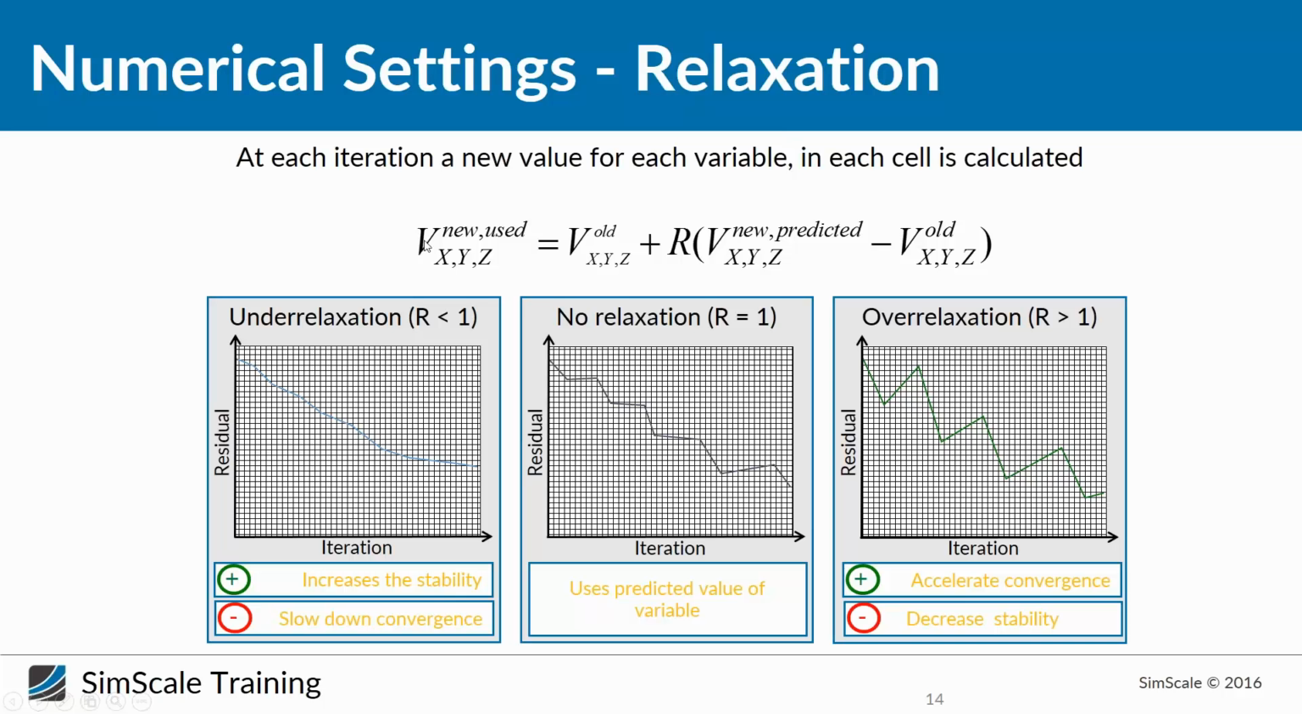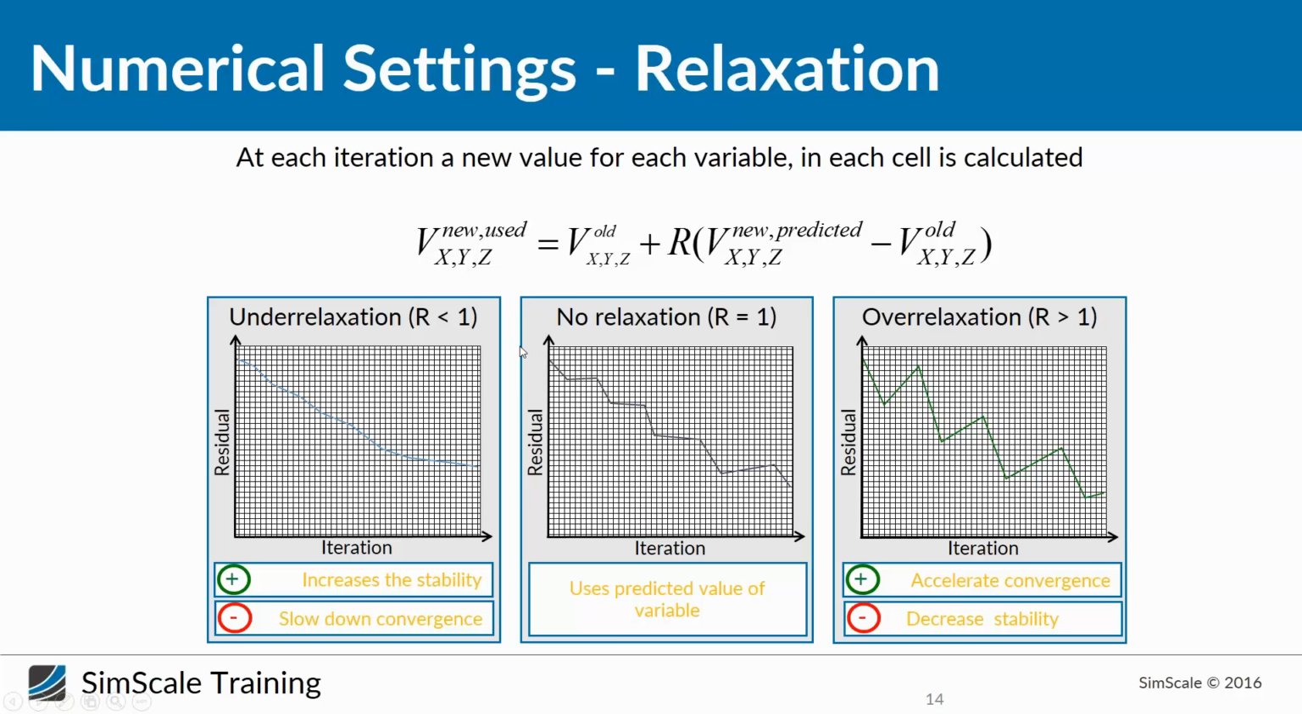So just imagine, at each iteration, you calculate a new value for each variable, each cell. And the new value, which will be used for the next step, is the old value plus a factor multiplied with the new predicted value minus the old value. And this R is our relaxation factor. We can control this factor, and with it we can impact the solution or convergence time. If I have no relaxation, that means I use a factor of 1. We use the predicted value of the variable, because then V old and V old cancel out.